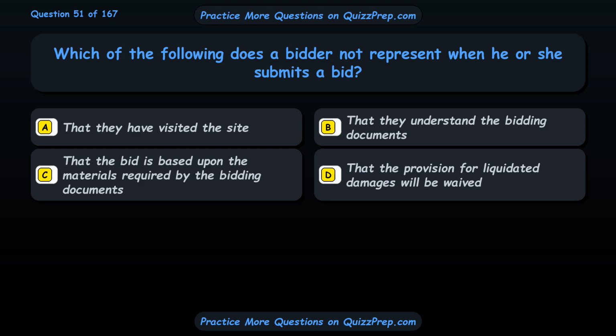Question 51. Which of the following does a bidder not represent when he or she submits a bid? Option A. That they have visited the site. Option B. That they understand the bidding documents. Option C. That the bid is based upon the materials required by the bidding documents. Option D. That the provision for liquidated damages will be waived.